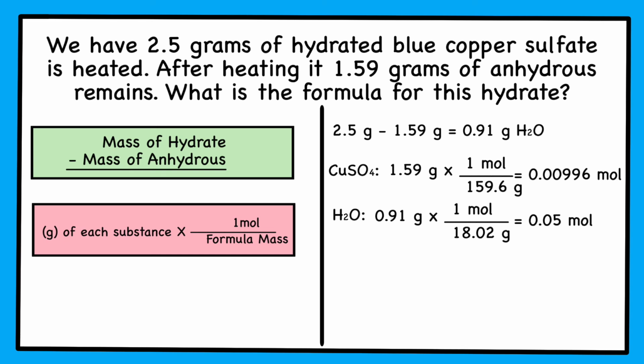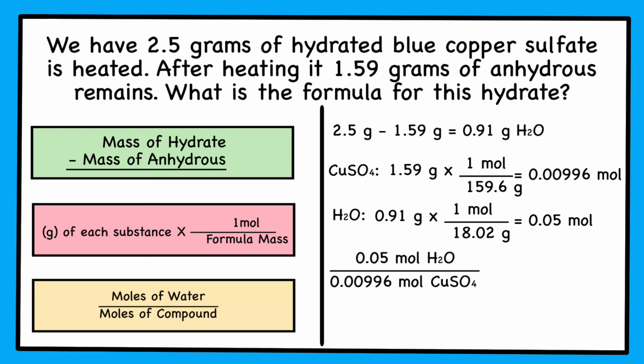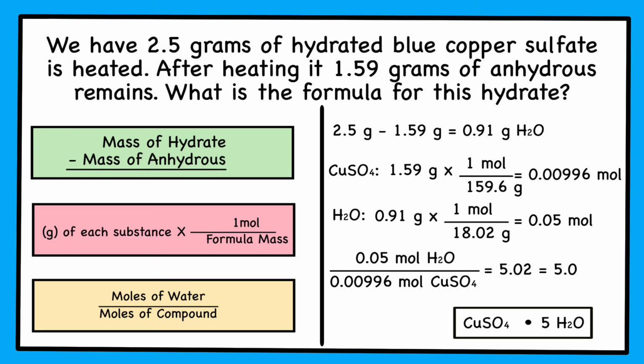0.05 moles of water. Now we take our moles of water and divide it by our moles of copper sulfate. So 0.05 divided by 0.00996. And we get 5.02, which is close enough to 5 to consider it 5. This means our hydrate is copper sulfate pentahydrate, or there's 5 water molecules.